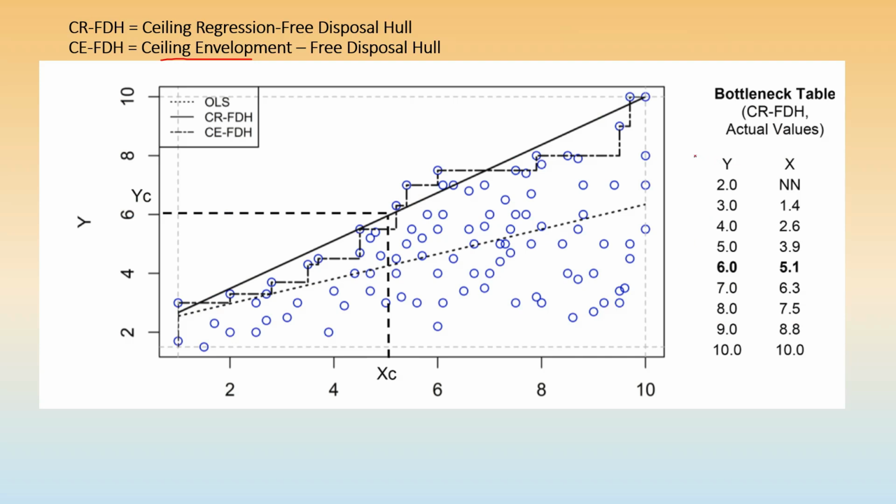Here in this figure, we can also see a bottleneck table. This bottleneck table is a tabular representation of the ceiling lines actually. It can be both for CR-FDH and for CE-FDH. Now, this bottleneck table represents different levels of outcomes and different levels of inputs, or X, the independent variable. These levels can be expressed either as a percentage, as a range, or as a quartile as well.